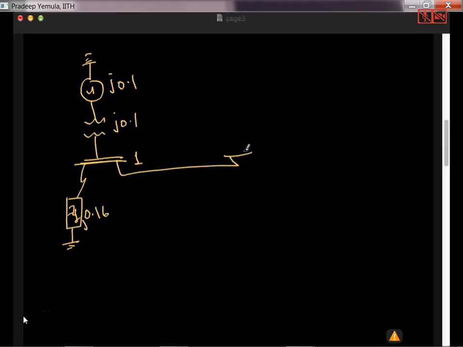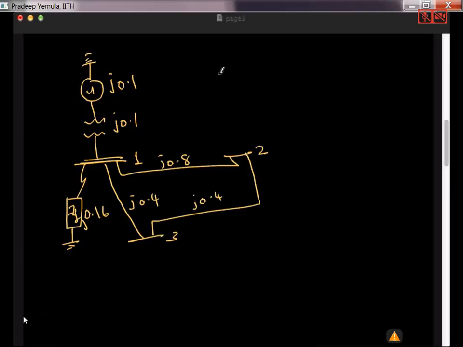Now between 1 to 2 there is a line J 0.8. Between 1 to 3 there is a line J 0.4. Between 3 to 2 also there is J 0.4. And then here also there is a generator J 0.2 and a transformer of J 0.2. So this is bus 2, this is bus 1. No load at any other place, just only this fault is there.